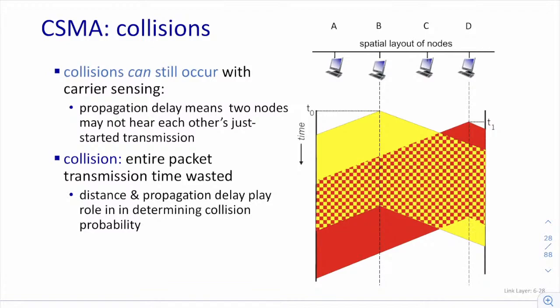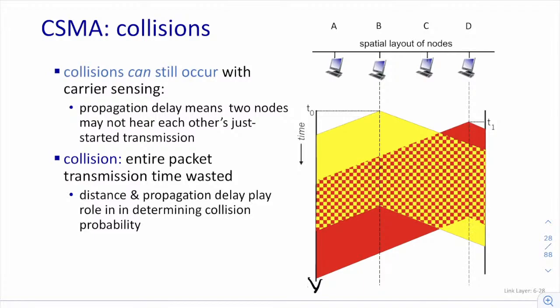Right here we have 4 nodes, A, B, C, D, and I wrote here the spatial layout of nodes. That means in an environment, B is between A and C, C is between B and D, and A and D are far away from each other. That's what we call the actual spatial layout of nodes, because when we talk about CSMA, the position, the layout of each node is very, very important.